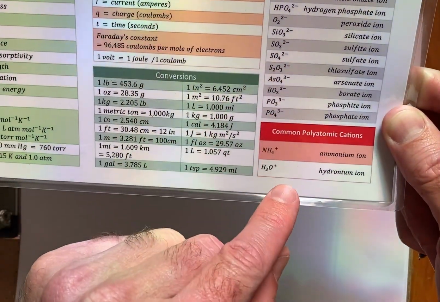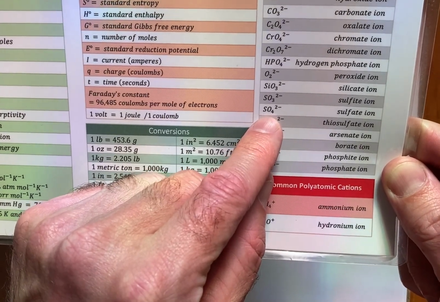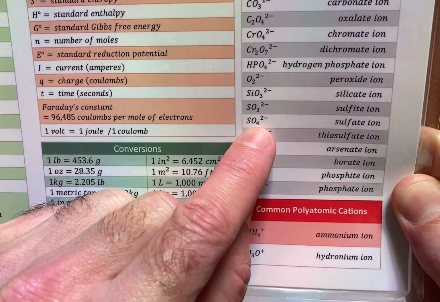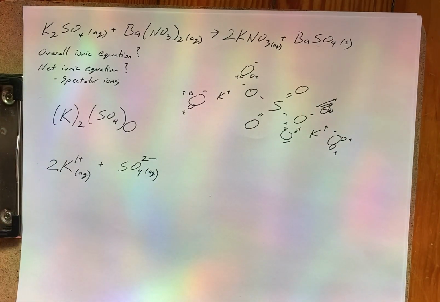Most of them are negatively charged. A few of them are positively charged. So I can look it up and say, oh, my sulfate, here it is right here. It has a charge of -2. So you can put that on right there to find your charge.